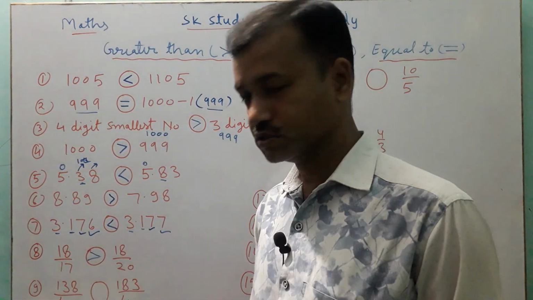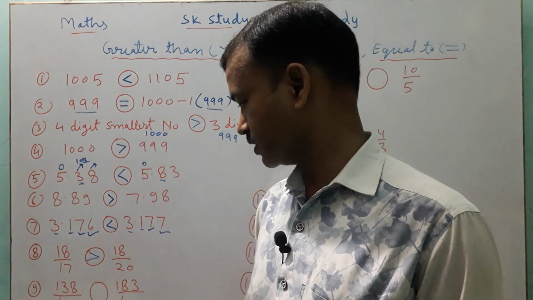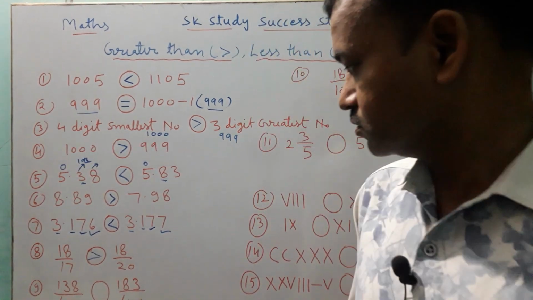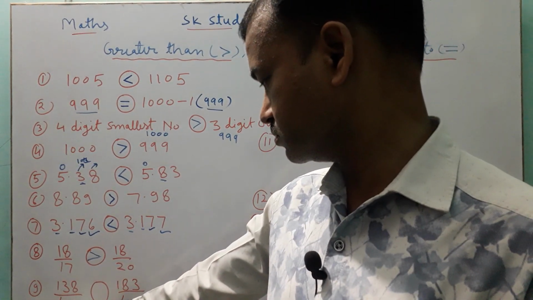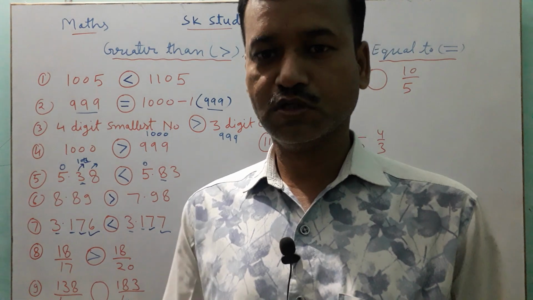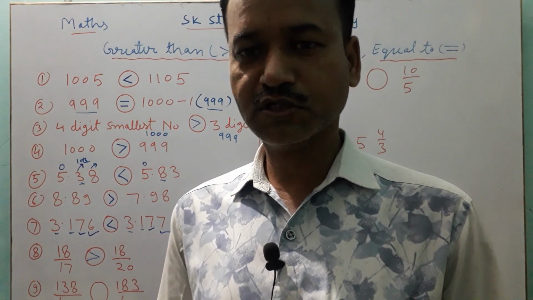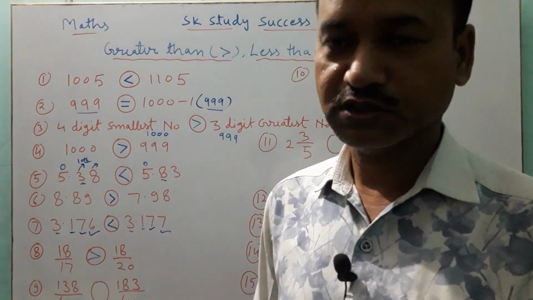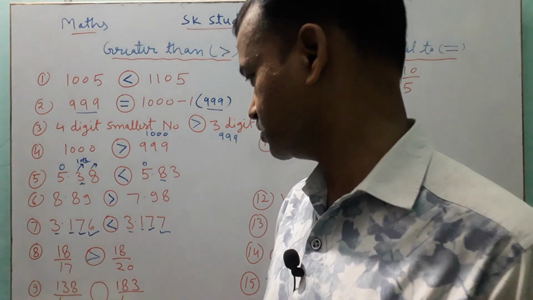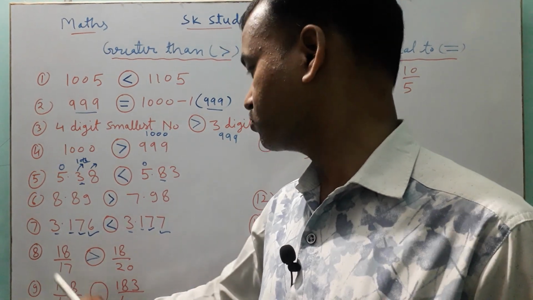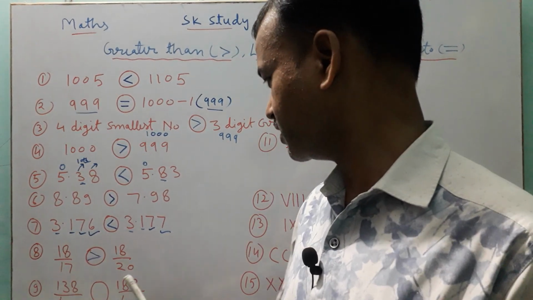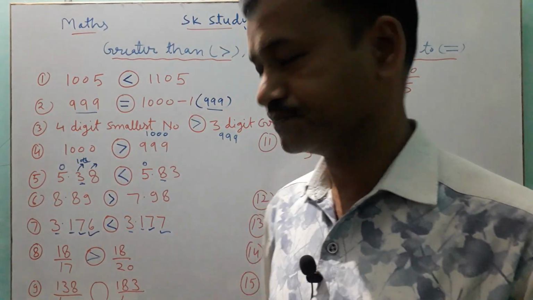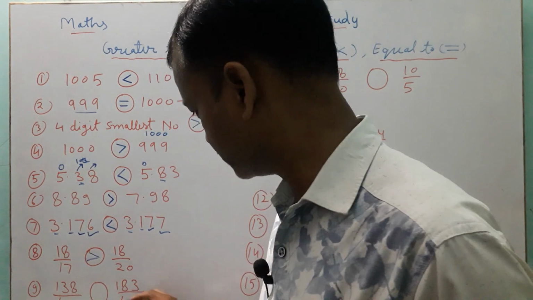Next, 138 divided by 400 and 183 divided by 400. In this fraction, the denominator is equal. In the case of equal denominators, we see the numerator, 138 and 183. 138 is smaller than 183. So 138 by 400 is smaller and 183 by 400 is greater.